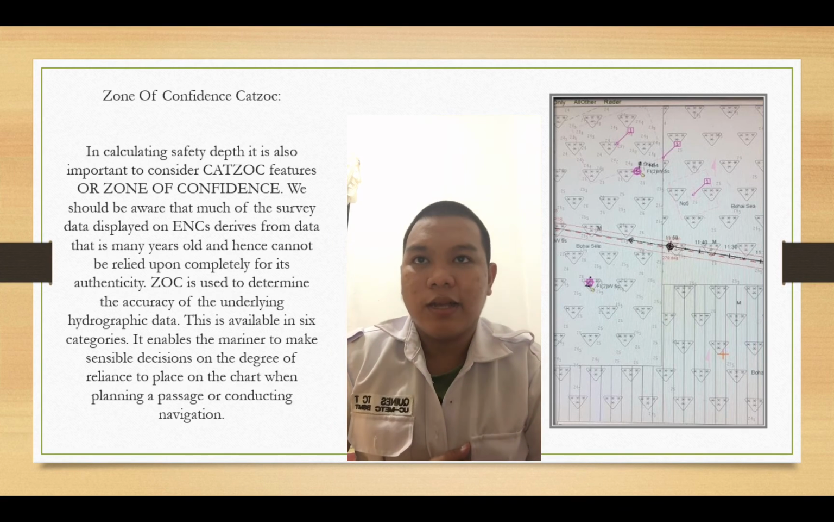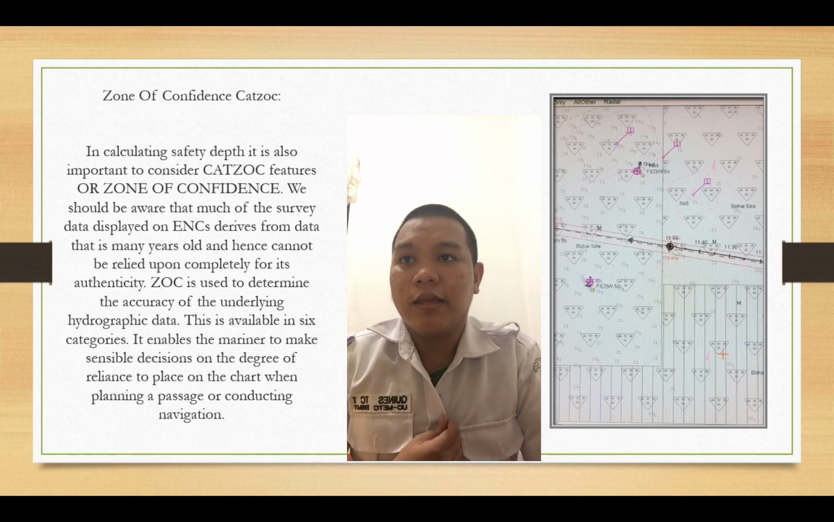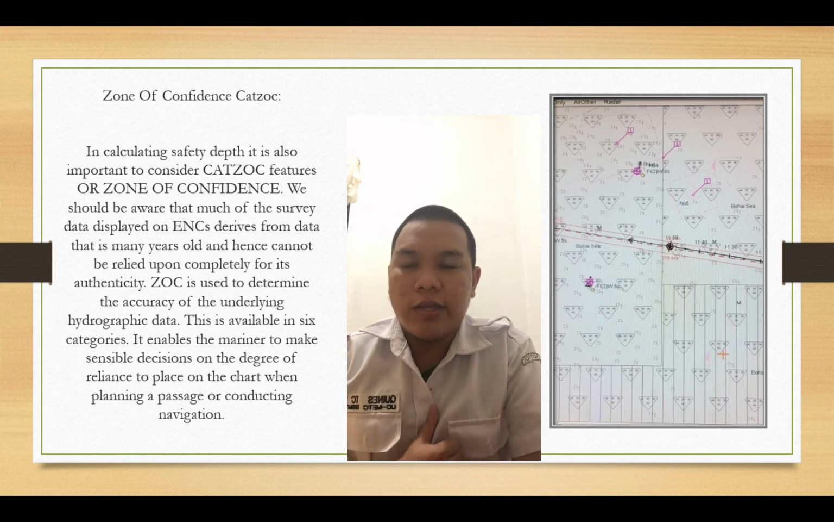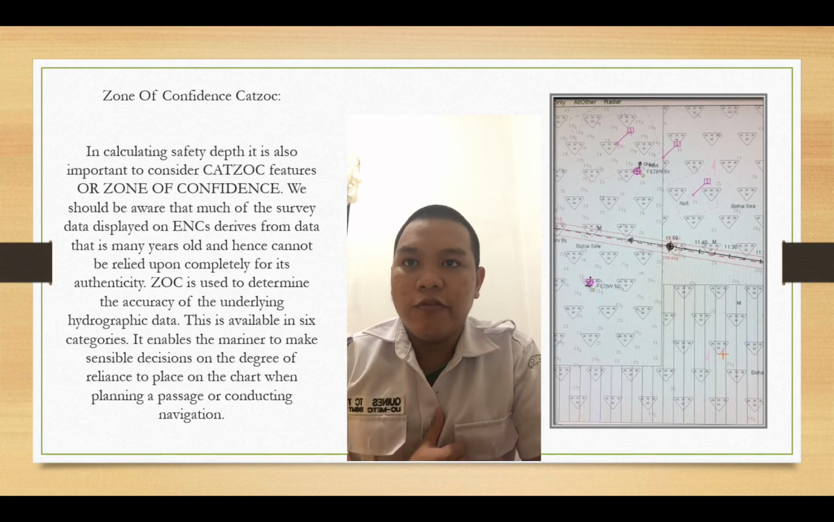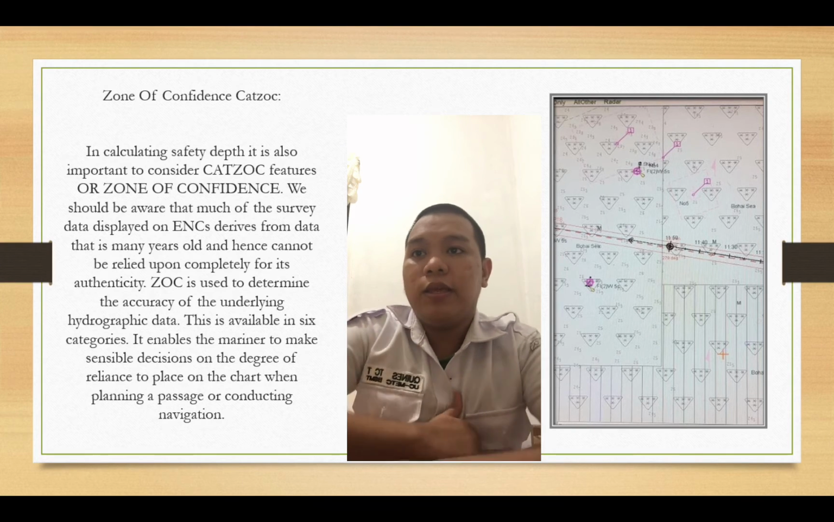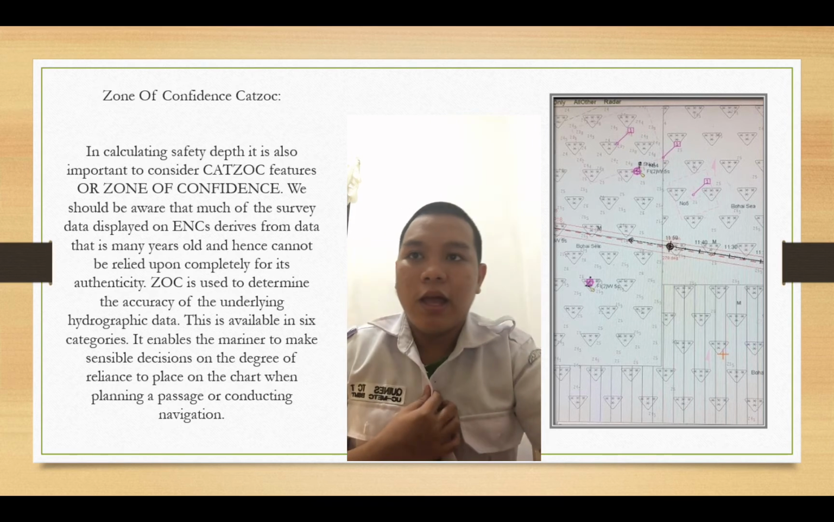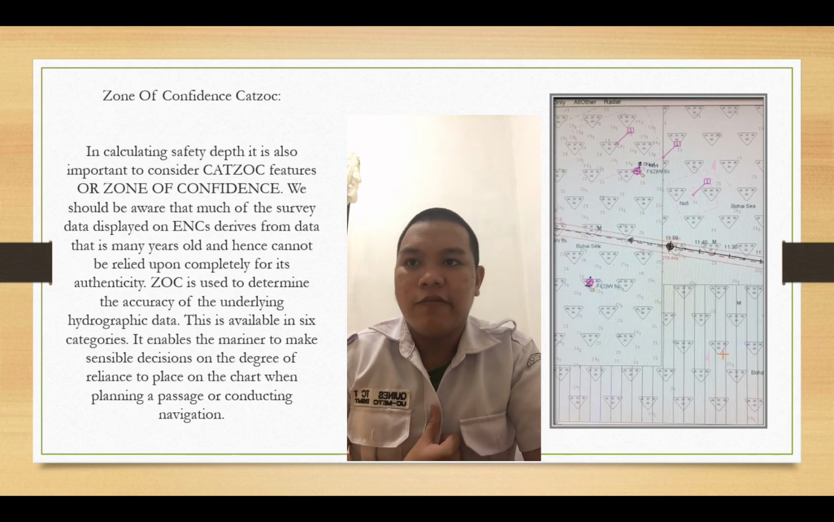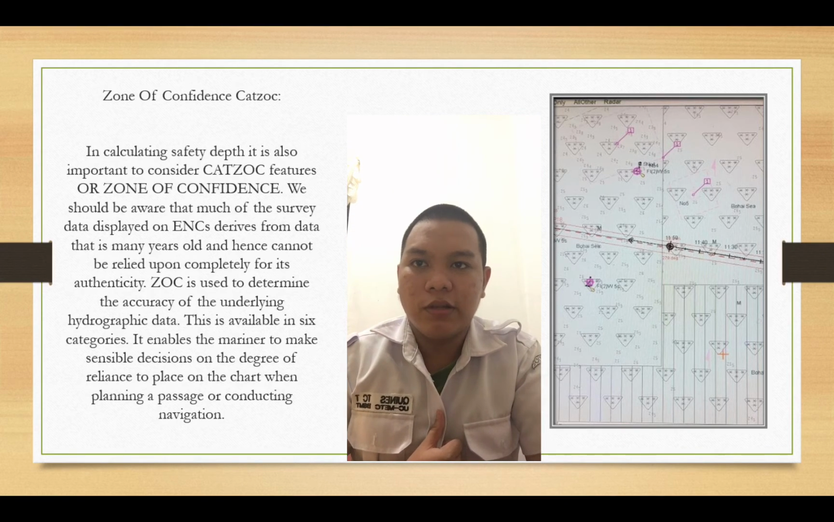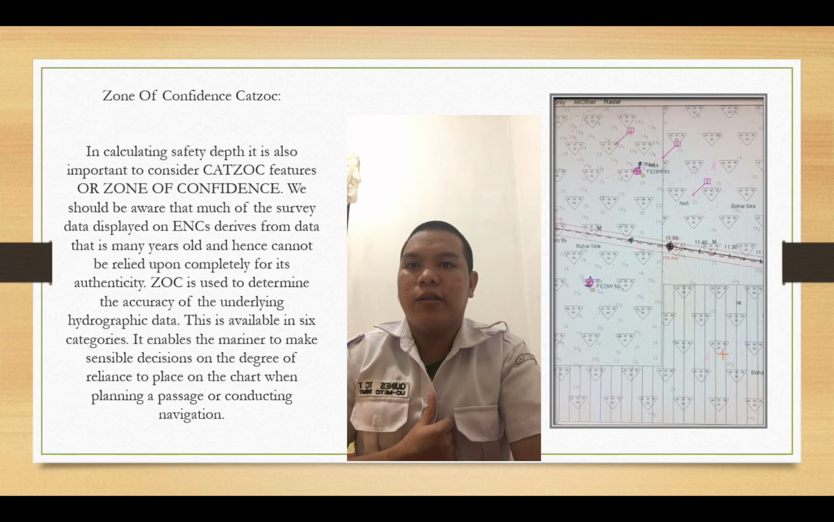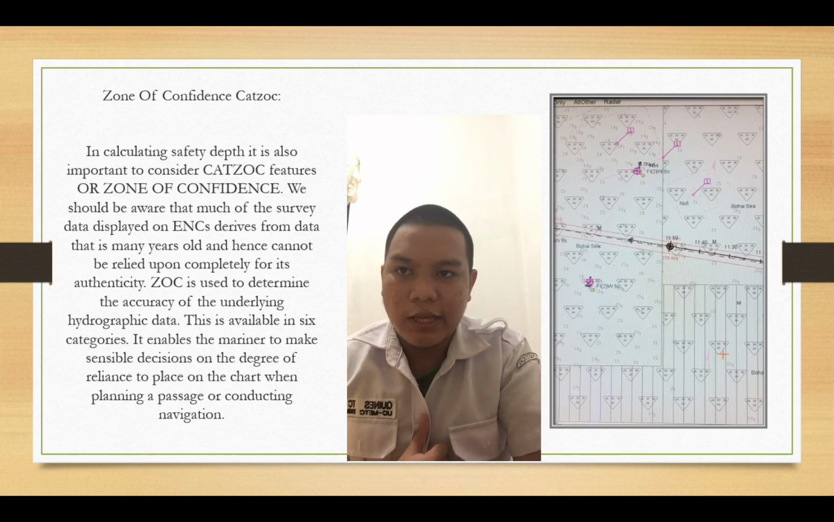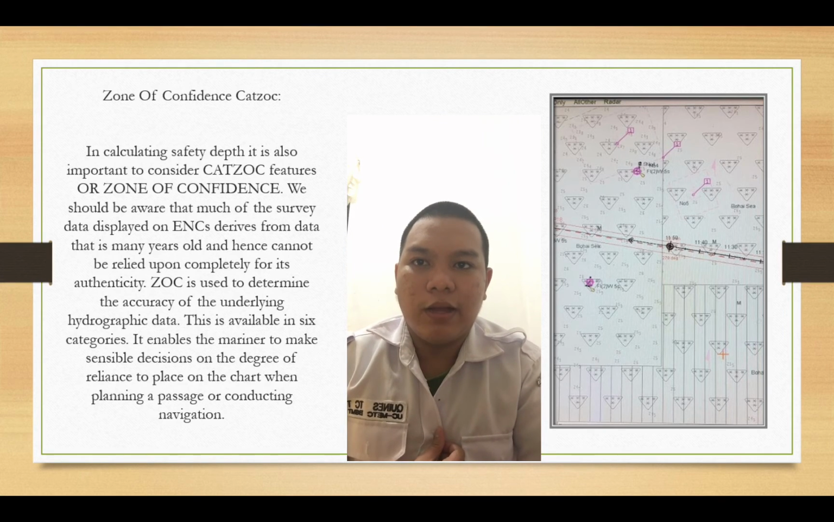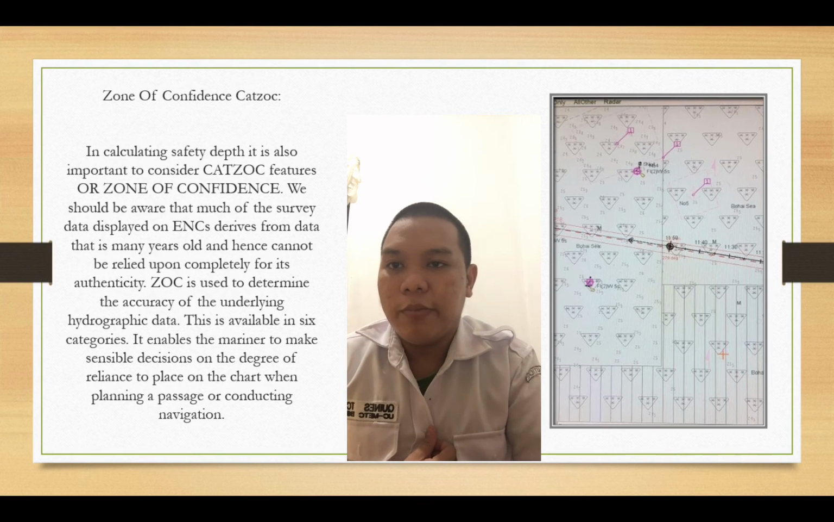Zone of confidence, CATZOC. In calculating safety depth, it is also important to consider CATZOC features, or zone of confidence. We should be aware that much of the survey data displayed on ENC derives from data that is many years old and hence cannot be relied upon completely for its authenticity. So ZOC is used to determine the accuracy of the underlying hydrographic data.